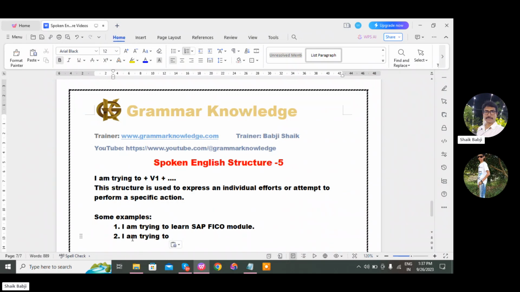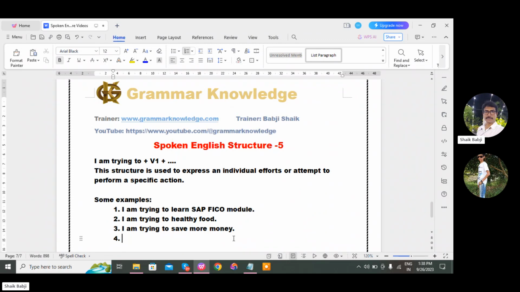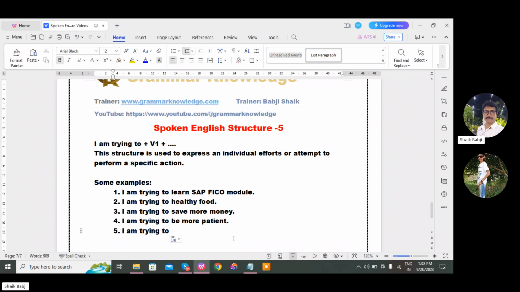Next, I am trying to eat healthy food. I am trying to save more money. Next, I am trying to be more patient. I am trying to do exercise every day.